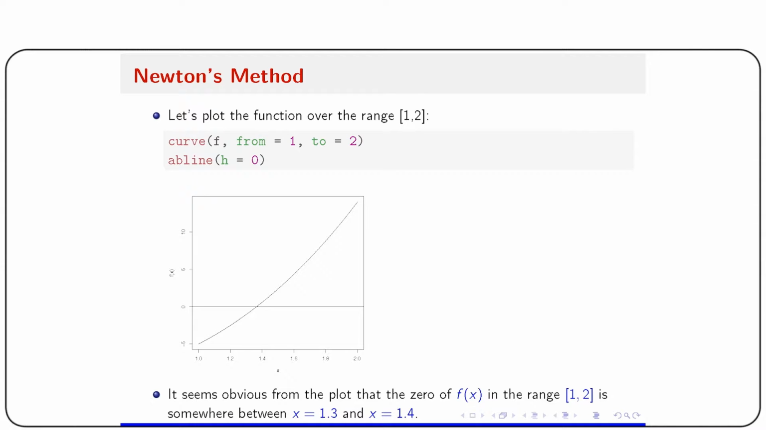So curve f from 1 to 2 and abline h equals 0. The curve will give the plot and abline will give the horizontal line at 0. It seems obvious from the plot that the zero of f(x) in the range between 1 and 2 is somewhere between 1.3 and 1.4. From the plot it is clear.